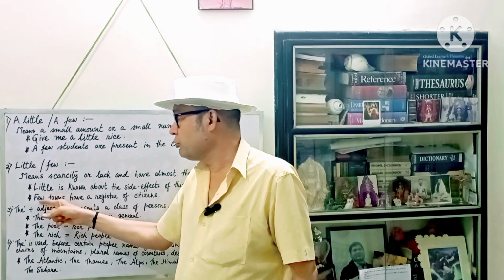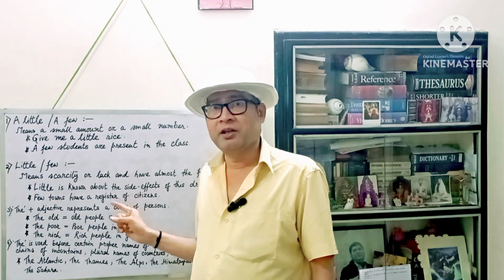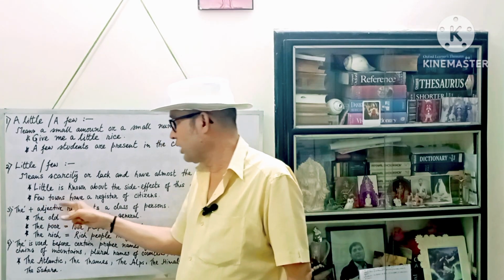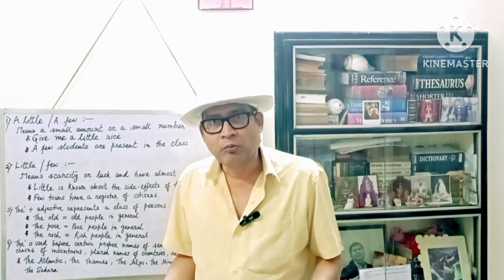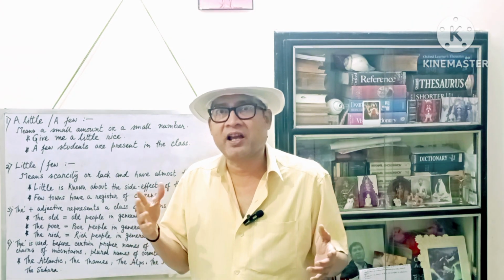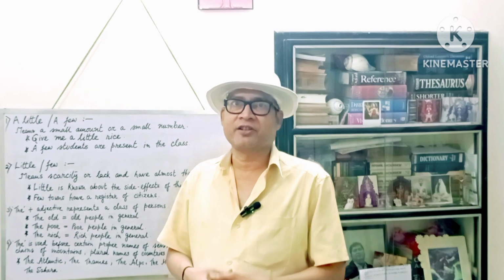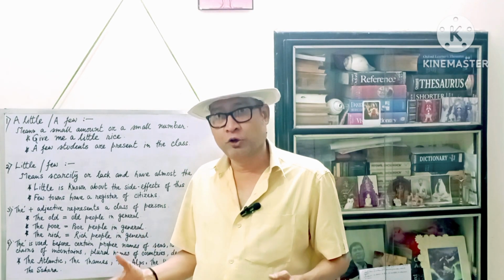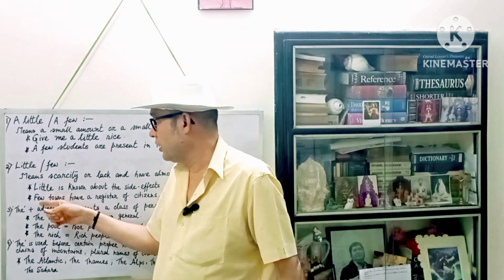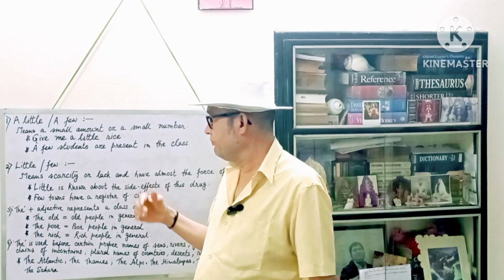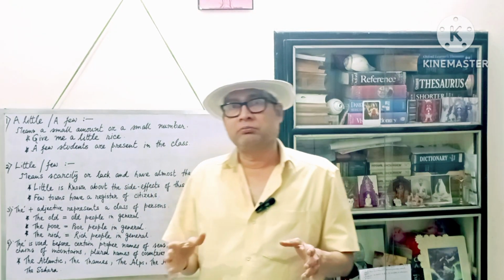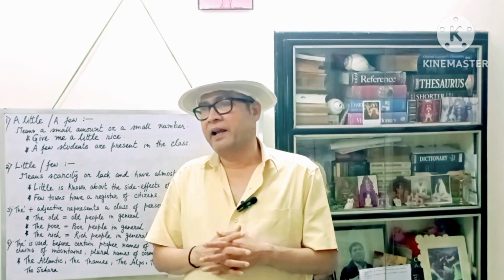Because I want to make this sentence negative in meaning. Few towns have a register of citizens. Almost no town has a register of citizens. Almost no town. This "few" without any article means exactly that.